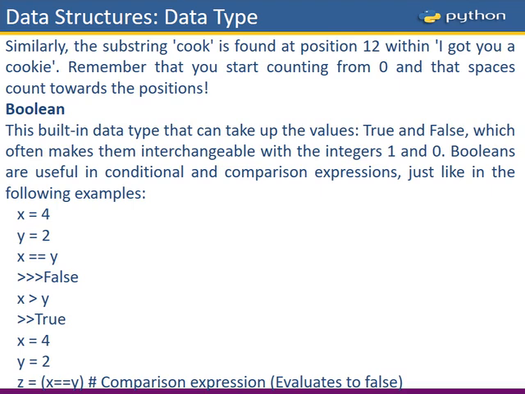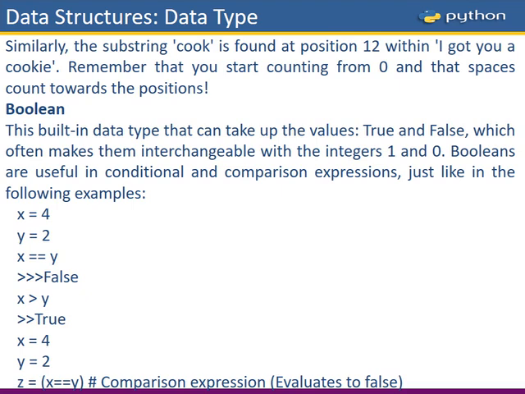So we have s equal to 4 and y equal to 2, and we check s equal to y. By the time we generate the output, it is false, because s is not equal to y with the values given to s and y.